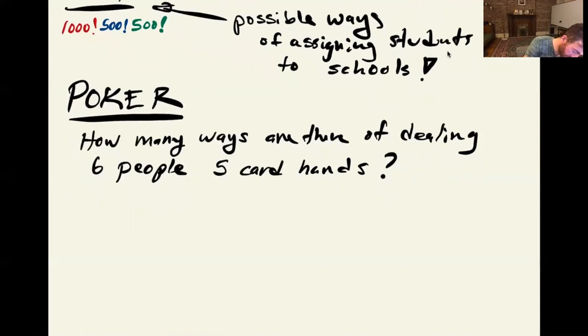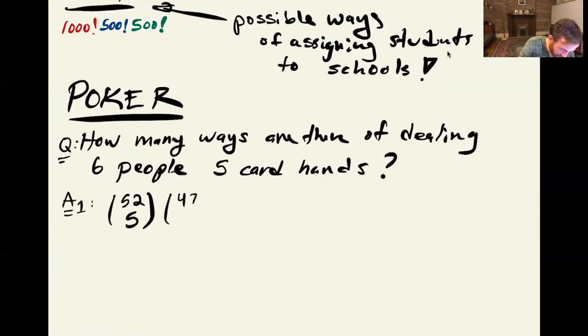So let's try to do that. This is our question. Here's our first answer, A sub 1. Well, you might reckon that I just need to choose 5 cards from my 52 card deck to give to player 1. And then I've got 47 cards remaining to give to player 2.